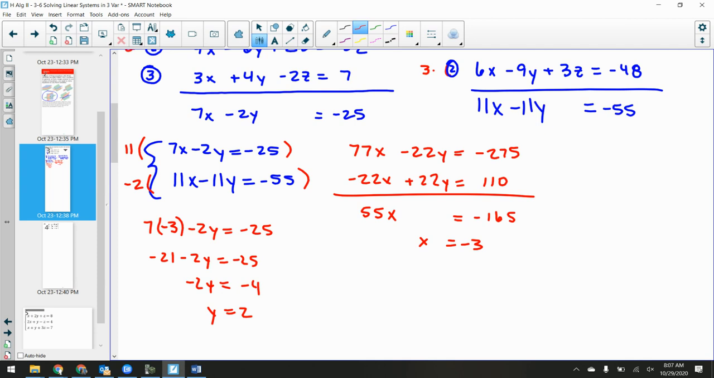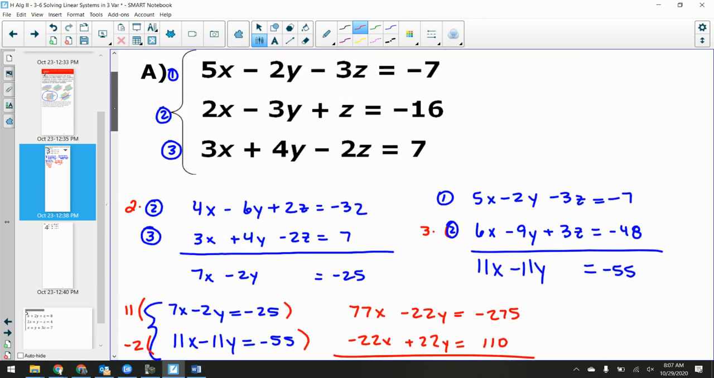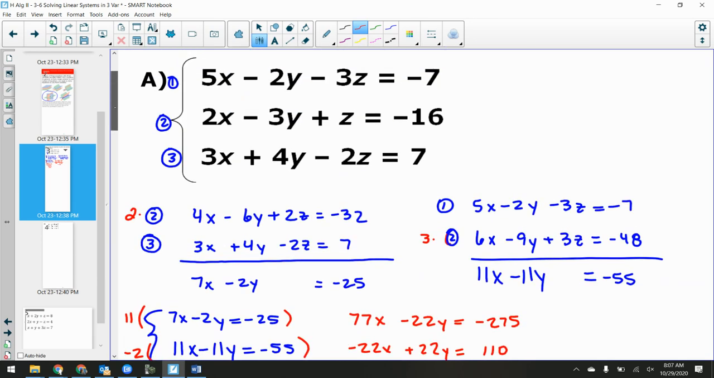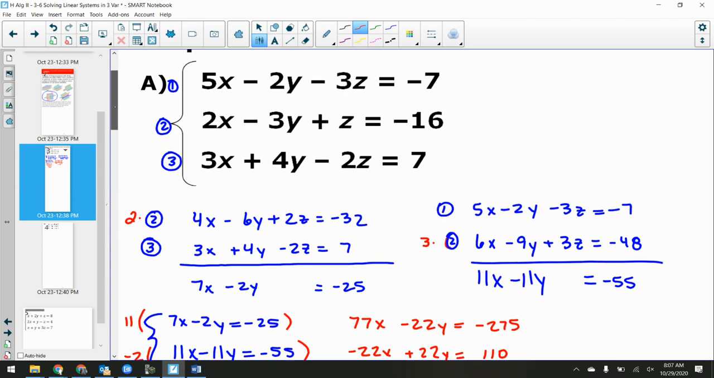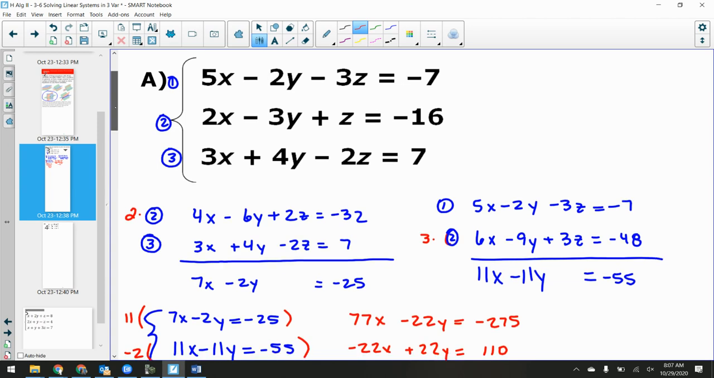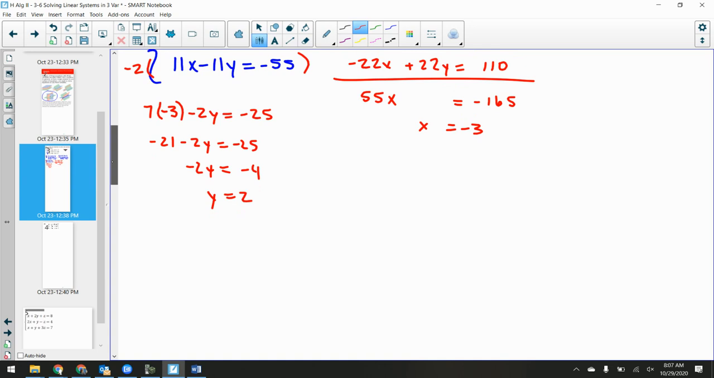So let's go back to our original problem and say, okay, which one's the easiest one to put in? Well, looks to me like equation 2 is going to be the easiest one to put x and y back into. 2x minus 3y plus z. It was 2x minus 3y plus z. Was it negative 16 on the right side? Am I saying that right? Thank you.